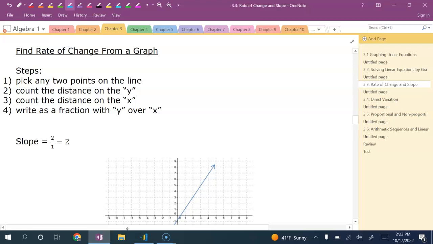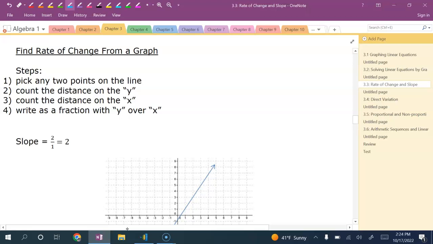Then what you're going to do is count the distance on your y, and then count the distance on your x. That means on the y-axis and on the x-axis. So how far to the left or right did you go? How far up or down did you go? And then remember, you're going to write it as a fraction with the y on top over the x. So y always goes on top and x always goes on the bottom.